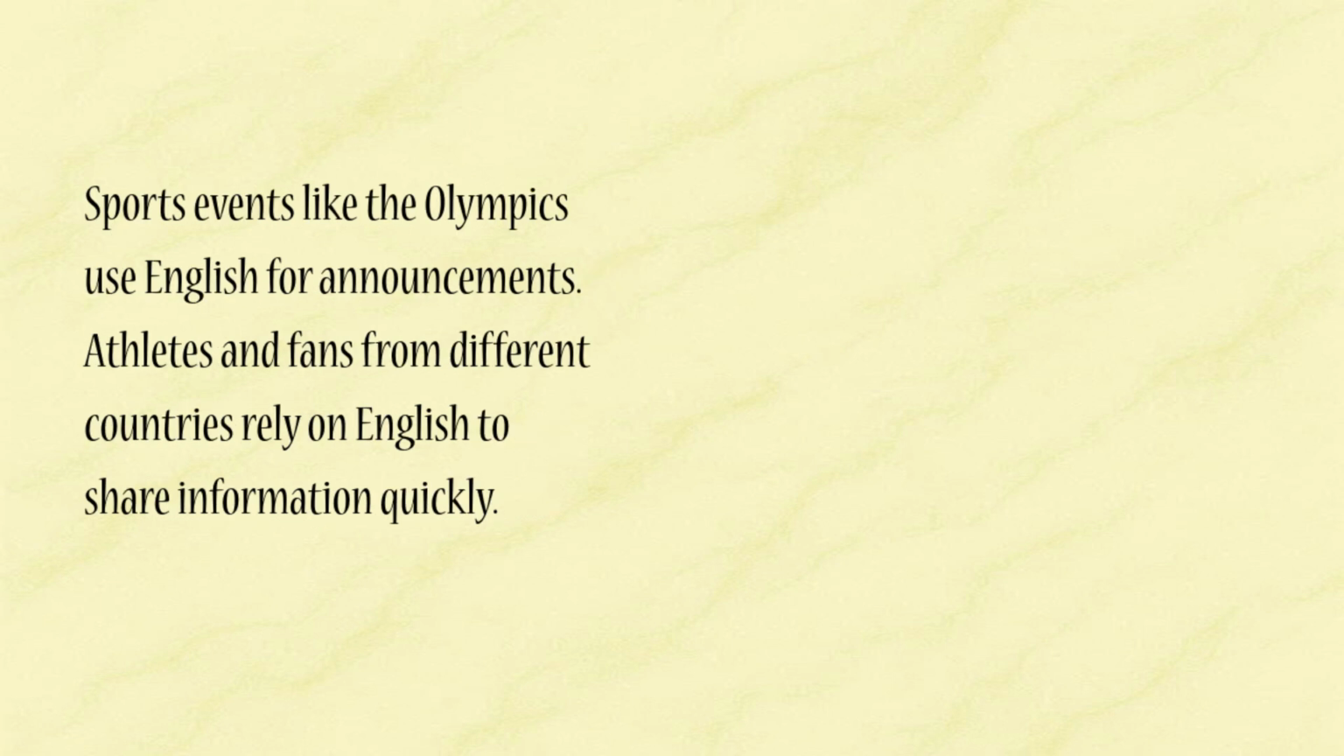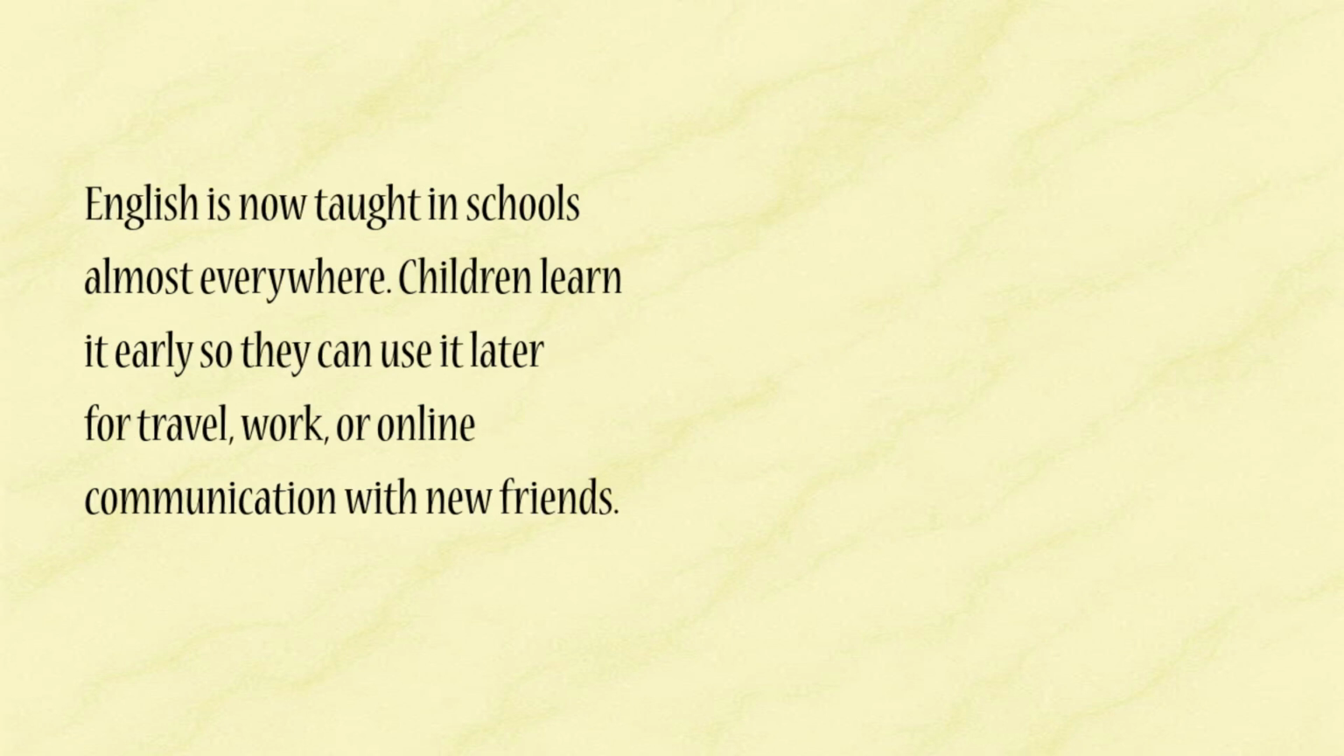Sports events like the Olympics use English for announcements. Athletes and fans from different countries rely on English to share information quickly. English is now taught in schools almost everywhere. Children learn it early so they can use it later for travel, work, or online communication with new friends.